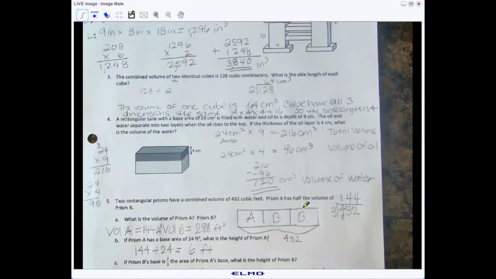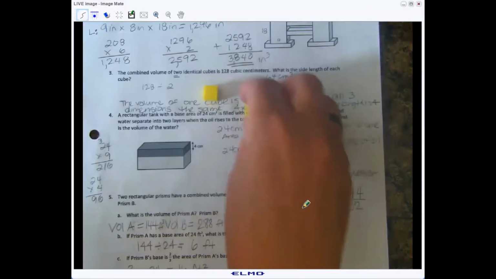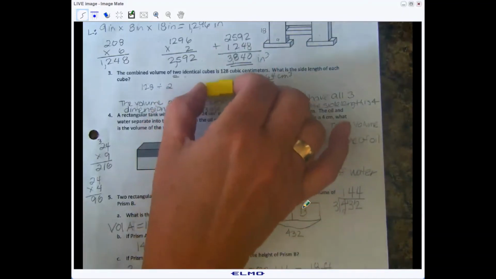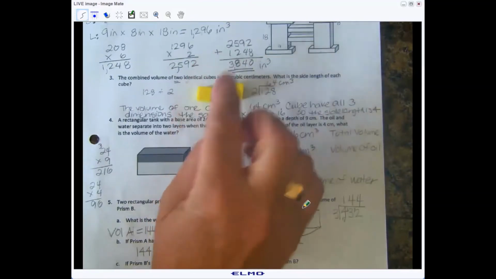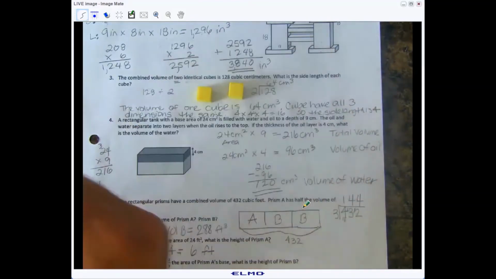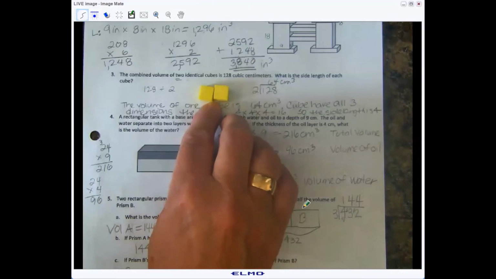Okay, the problems are getting more and more challenging. The next problem says that the combined volume of 2 identical cubes is 128 cubic meters. So we have 2 cubes. I'll just show you 2 cubes. The combined volume is 128. So what it's asking, though, is what is the side length of each cube? Remember, cubes have all the same side lengths, length, width. That's what a cube is, okay? So it's not asking what's the volume of 1 cube. It's asking you what the side length is of that 1 cube.